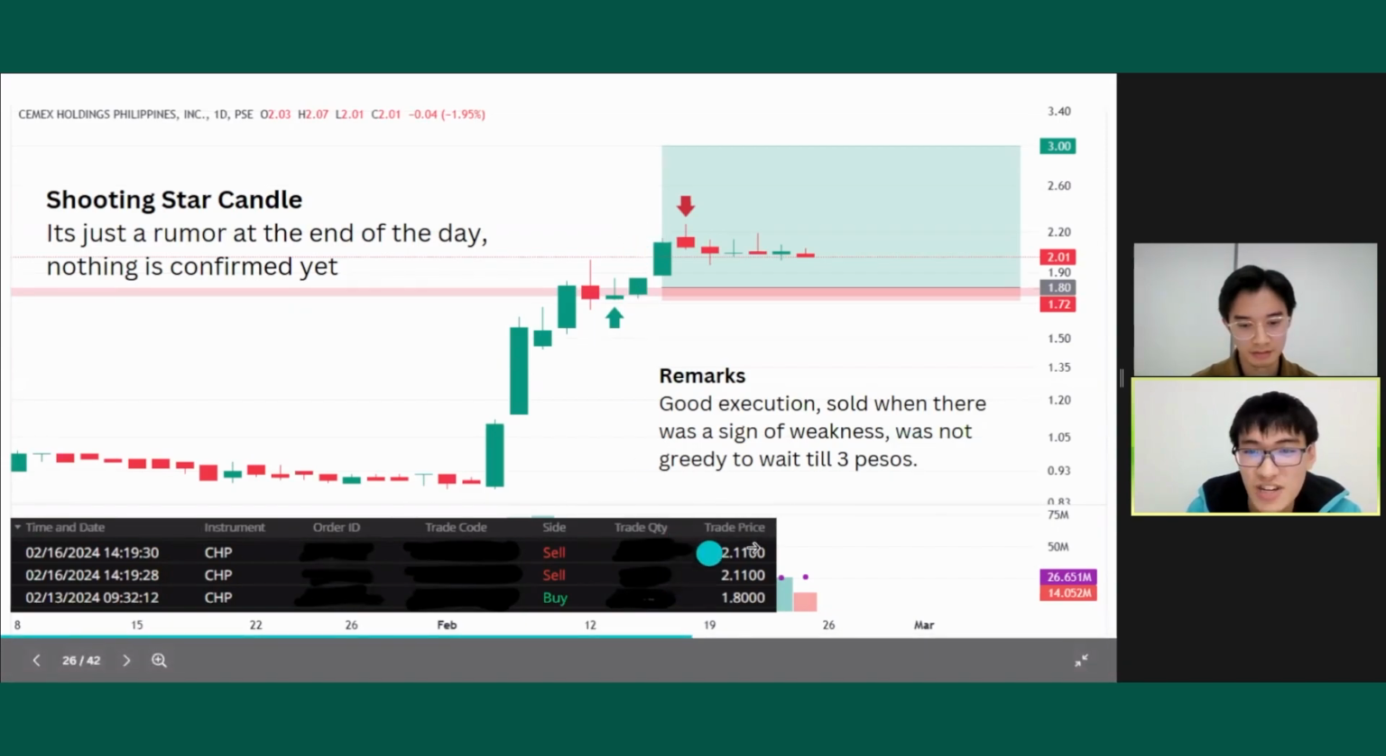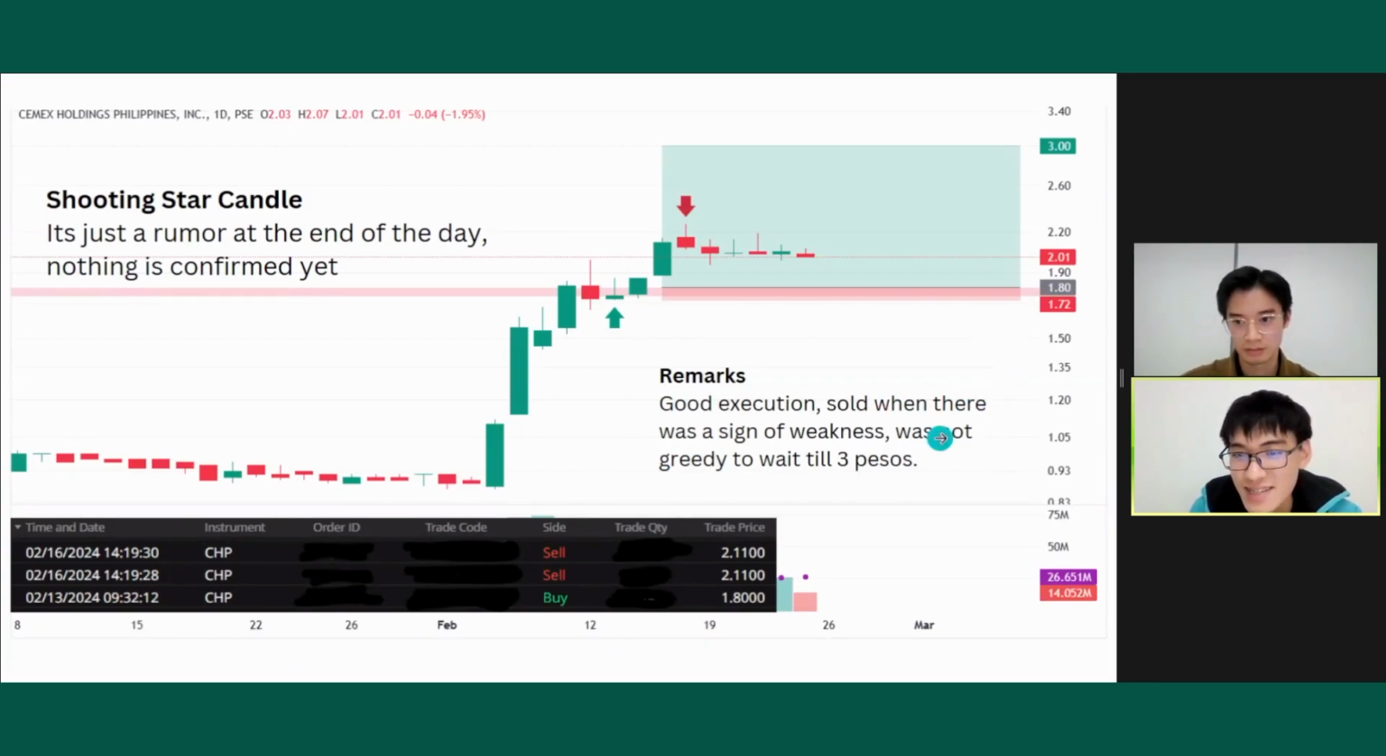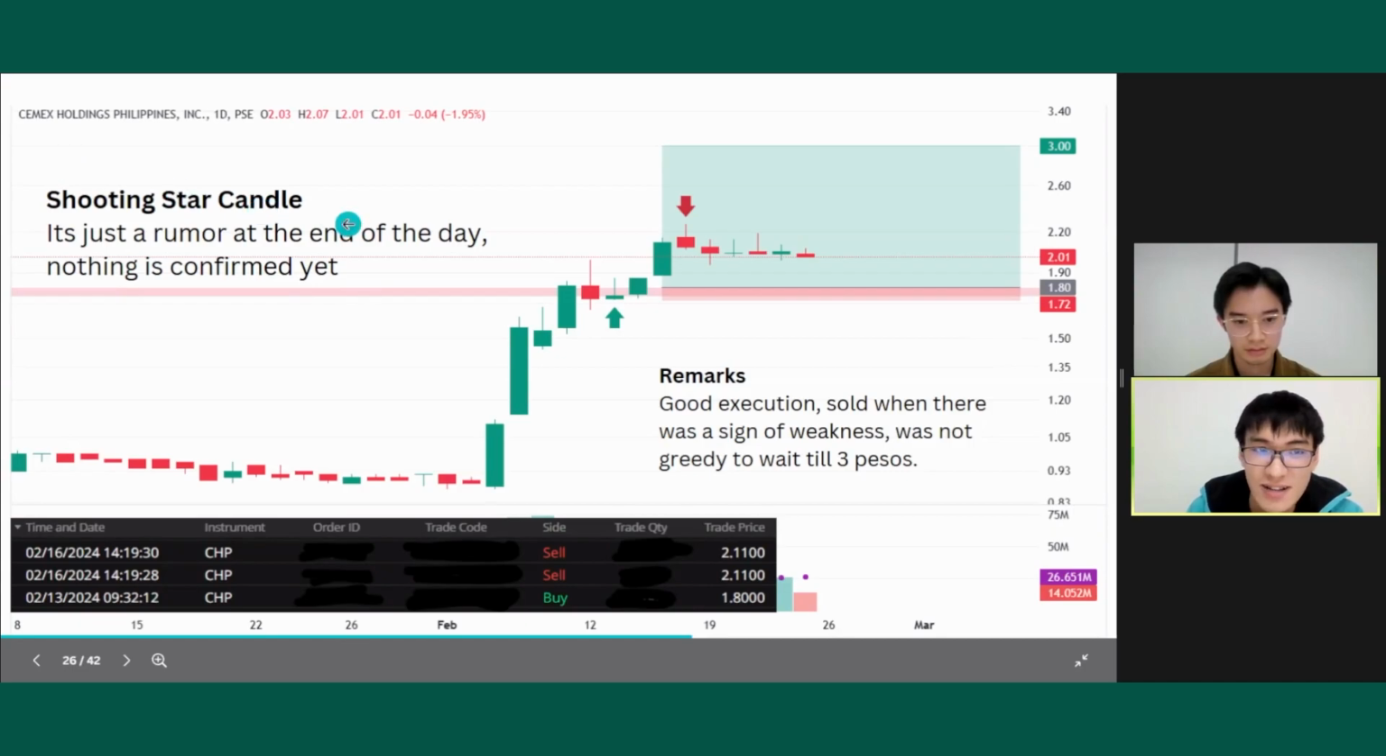So 2.11. So what's the remarks? So good execution. We sold when there was a sign of weakness. And we were not greedy enough to wait till 3 pesos because if you think about it, it's a rumor, di ba? Speculation. And you don't know if the deal will push through, di ba? So selling on the weakness, that was a good choice, right?